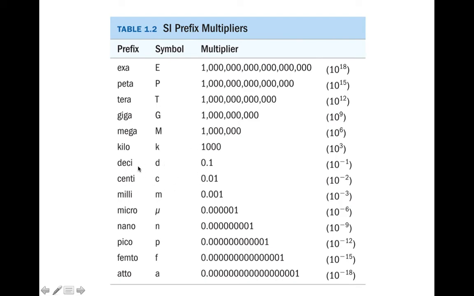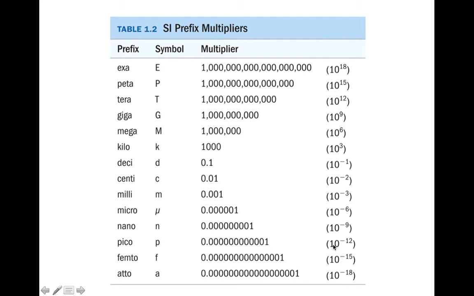Deci means 0.1. We won't use that very often. Centi means 0.01. We use that for centimeters. I think that's all we use it for. We never say centigrams or centiliters. We say centimeters though. And milli means 1/1000th. Micro means 1/1,000,000th. Right? Nano means 1/1,000,000,000th.